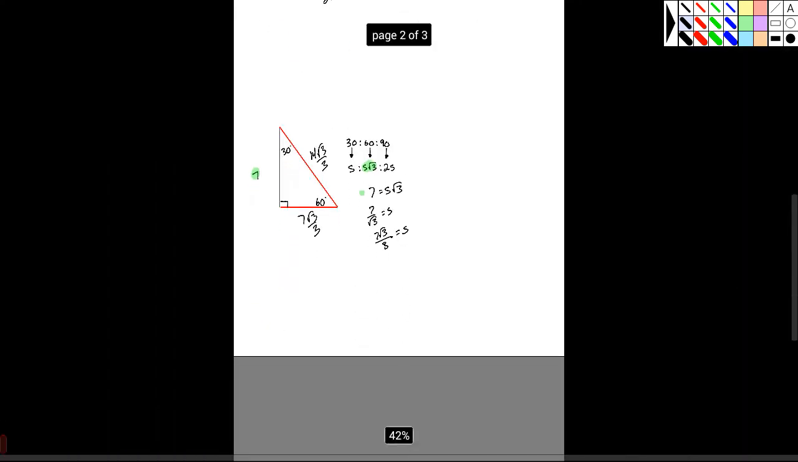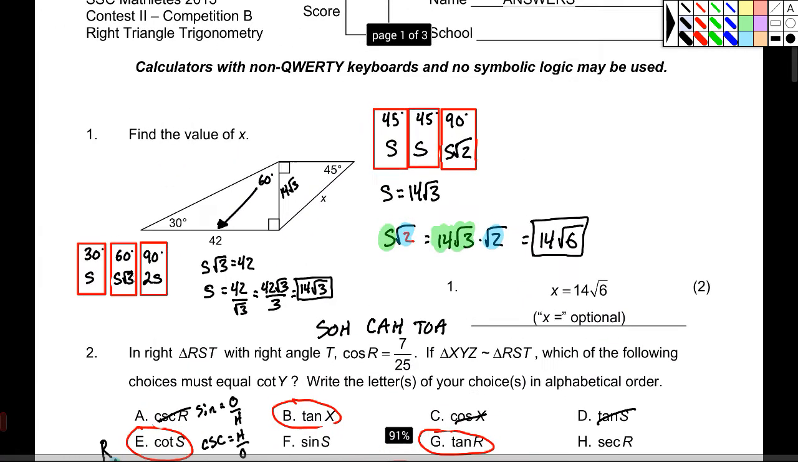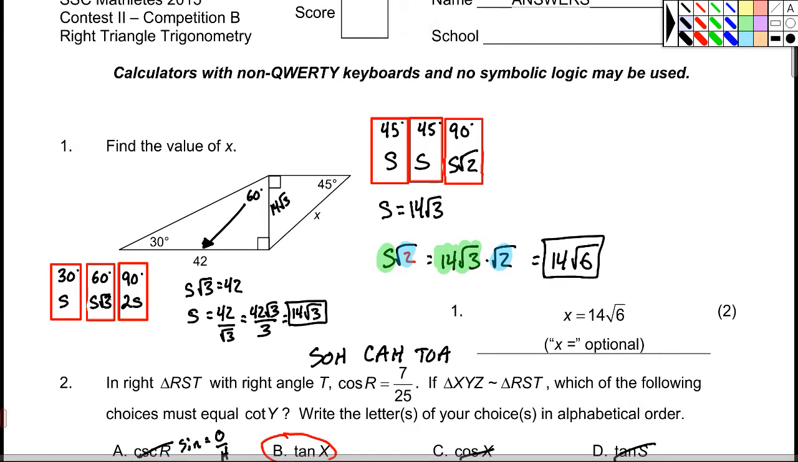Alright, enough of that. Let's look at the competition from a few weeks ago. Find the value of x. Okay, so there's x over there, but they didn't give me any sides of this triangle. So hopefully I can figure out what the side is right here, and then I can figure this out, because it's a 30-60-90 and a 45-45-90. So all I need is one side, and I can figure out the rest of the triangle.